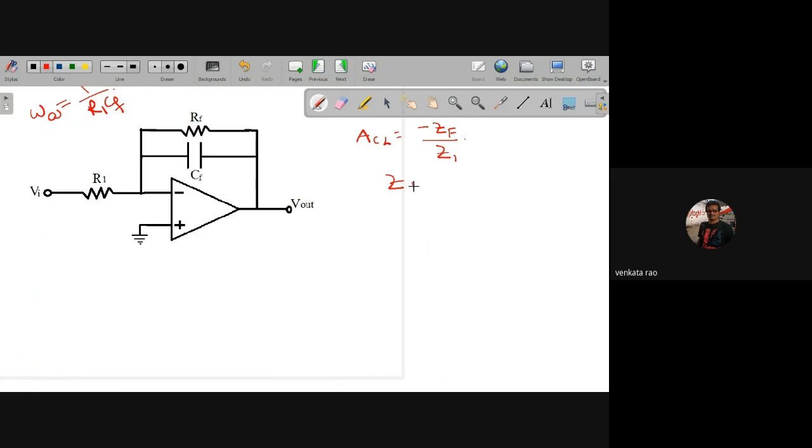So Z1 is R1, and ZF is the parallel combination of RF and CF. That parallel means RF into 1 by SCF by RF plus 1 by SCF. So now ZF is RF by 1 plus S into RF into CF.